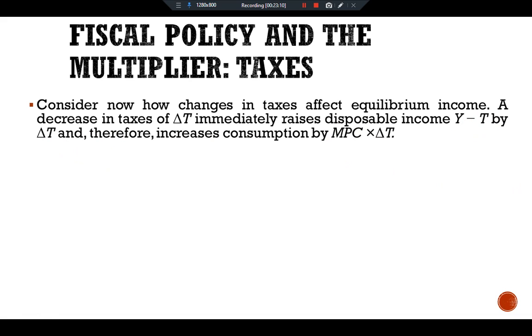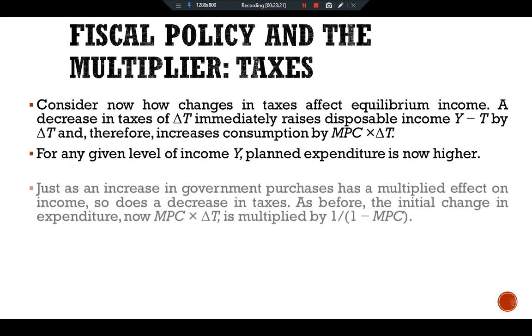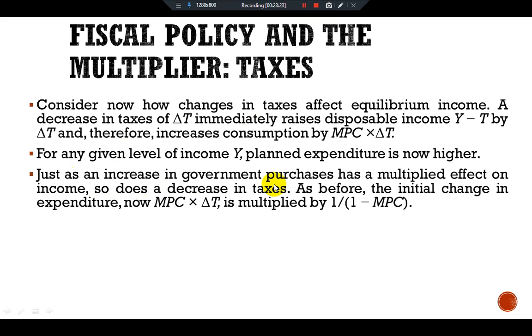Before that, we discuss further that for any given level of income Y, planned expenditure is now higher. Just as an increase in government purchases has a multiplied effect on income, so does a decrease in taxes. As before, the initial change in expenditure, MPC cross delta T, is multiplied by 1 over 1 minus MPC.